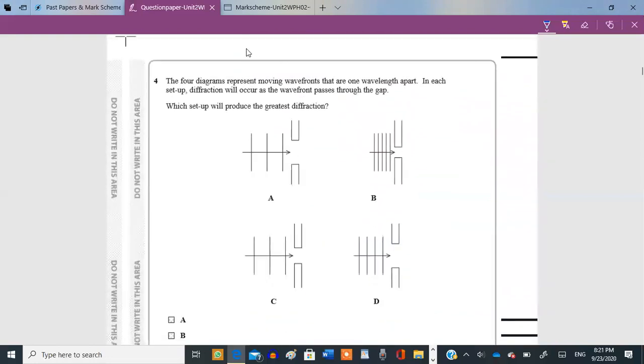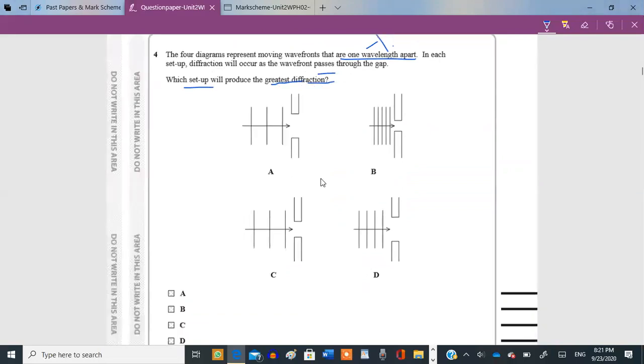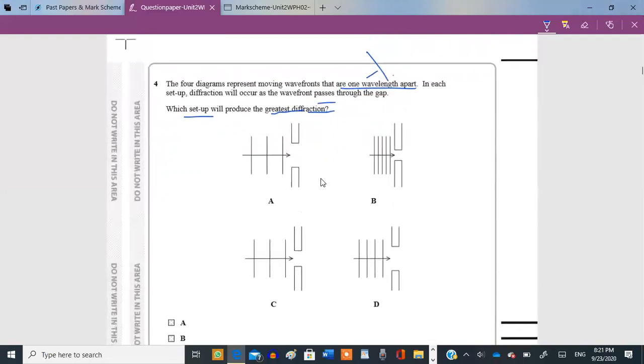Now the 4 diagrams represent moving wave fronts that are one wavelength apart. Okay, their difference is lambda. Now in each setup, diffraction will occur as the wave front passes through the gap. Which setup will produce the greatest diffraction? All right, they are one wavelength apart, and let's see which of these will produce the greatest diffraction.